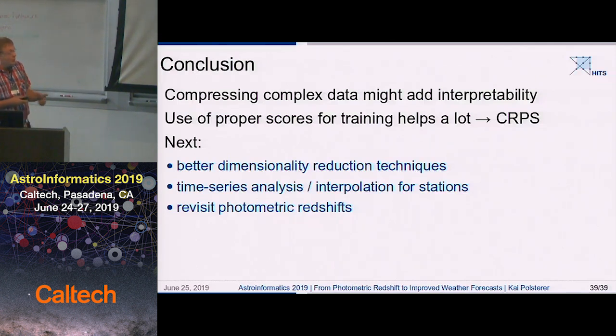We are now working on seriously better. This was simple examples we showed to them. It's their work. They should do it. But we need better dimensionality reduction techniques to get better results, I guess. Time series analysis was completely left out. And with the things we learned, we want to now revisit photometric redshift.